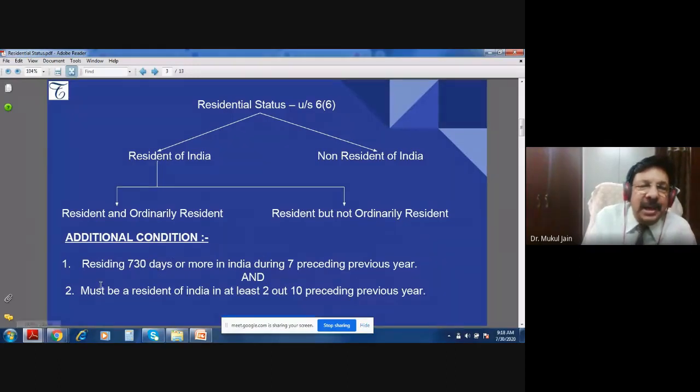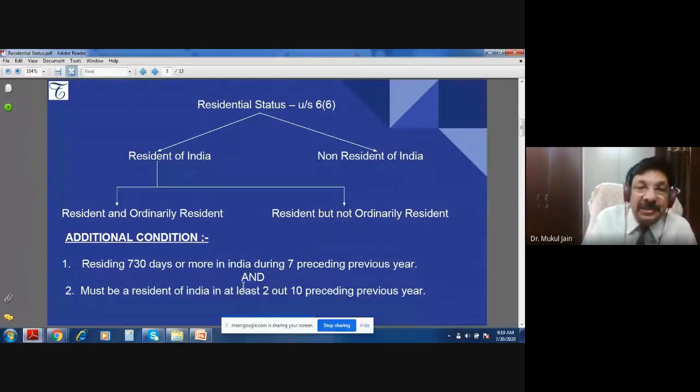Well, as far as Mukul Jain is concerned, Mukul Jain has not visited any foreign country in the past 7 years. So it will be 365 into 7. So I am definitely a resident and ordinarily resident of India. Plus, this is not the only condition. Plus, there is a second condition also.